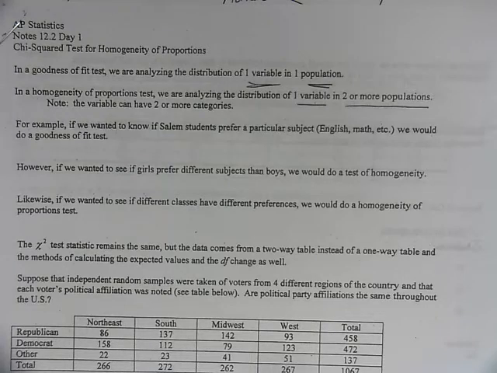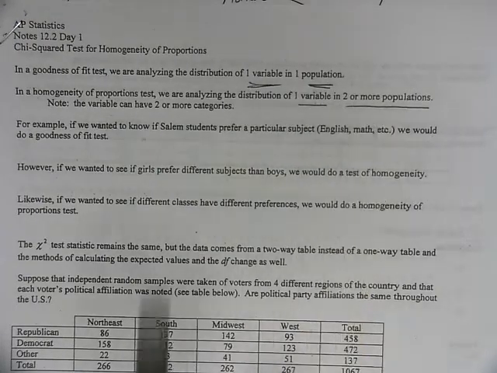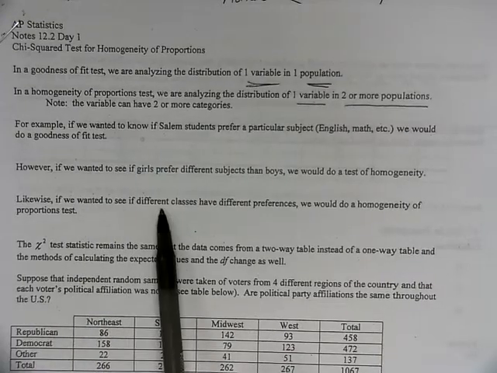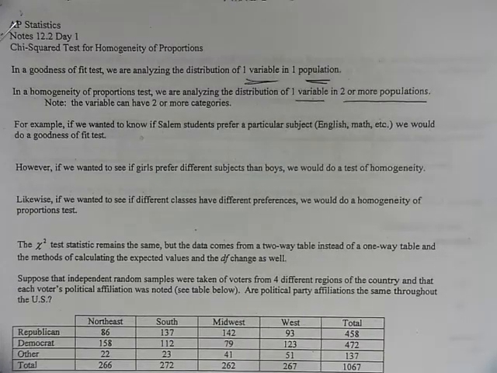Everything we've done so far has been numerical. Now we're looking at categories. So here we're looking at one variable in two or more populations. Like, if you ask whether Salem students prefer a particular subject, that would be goodness of fit. If you wanted to know whether gender played a role, girls and boys, and which subjects they prefer, that's a test for homogeneity. Okay? So we're not going to just have a list 1, list 2. We're going to do some matrices today. So if we wanted to see whether different classes have different preferences, we would do a homogeneity of proportions test.